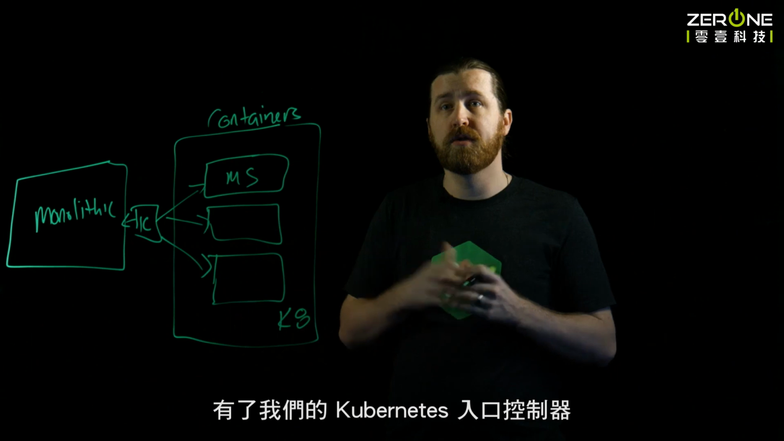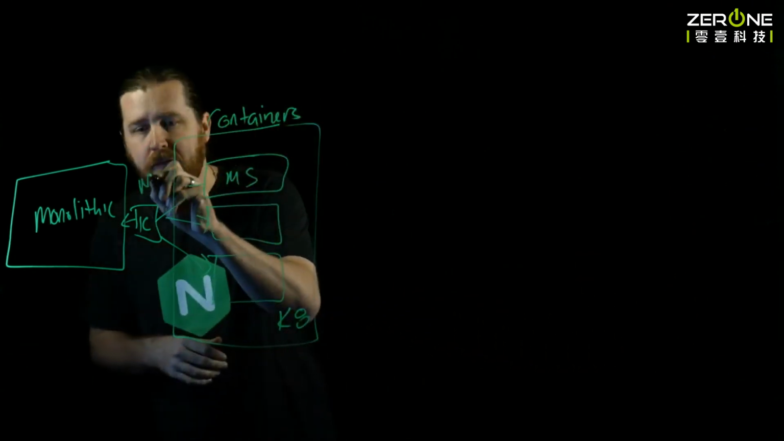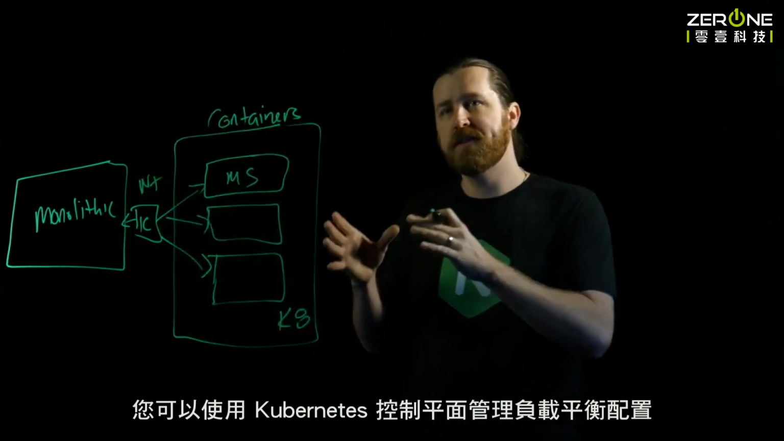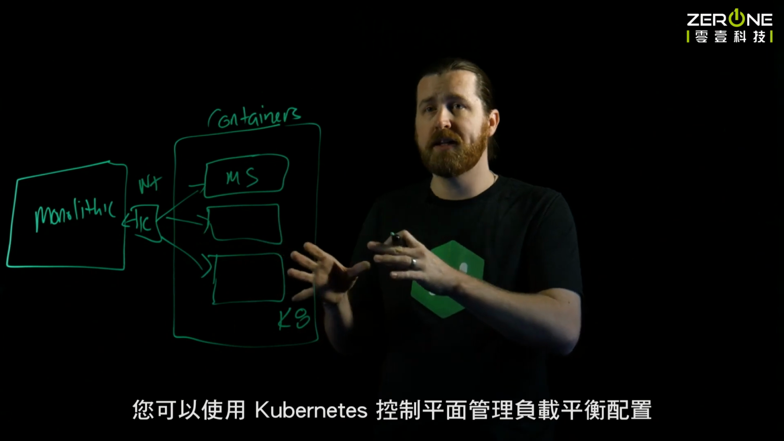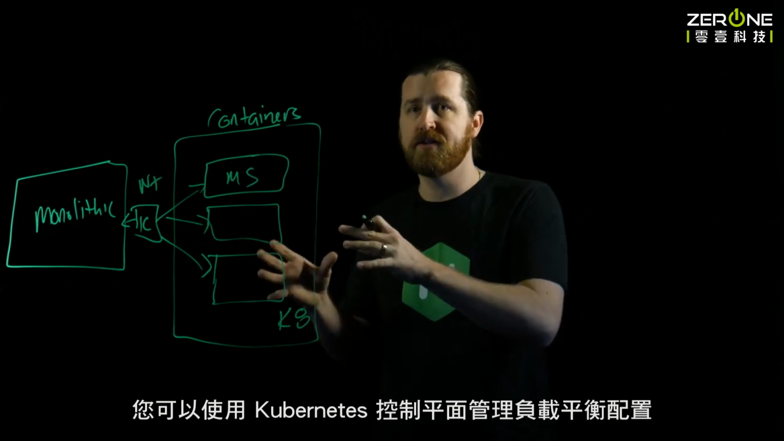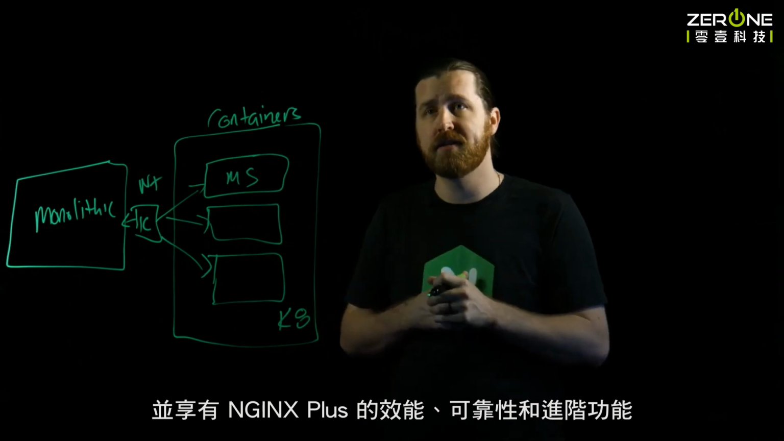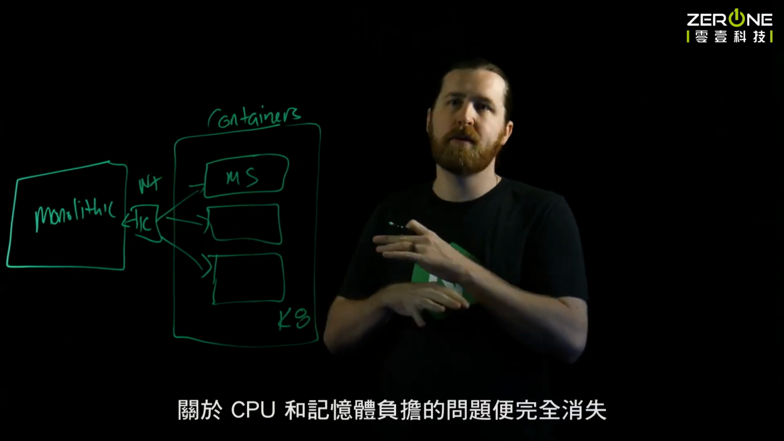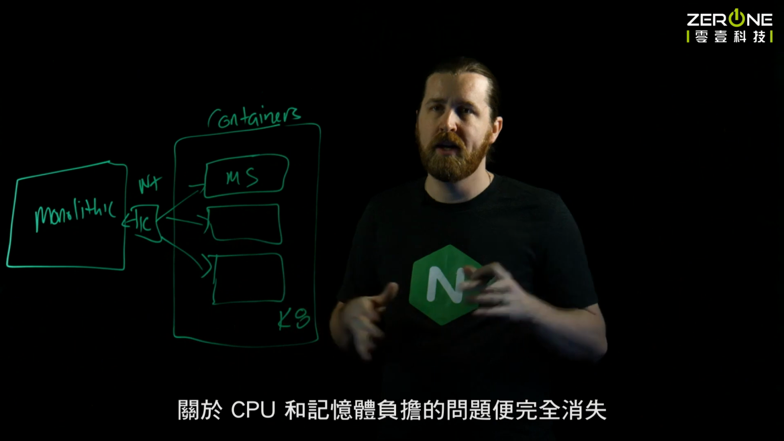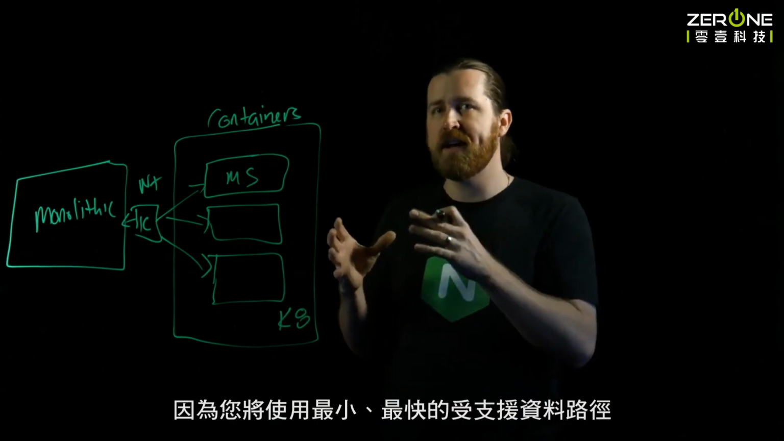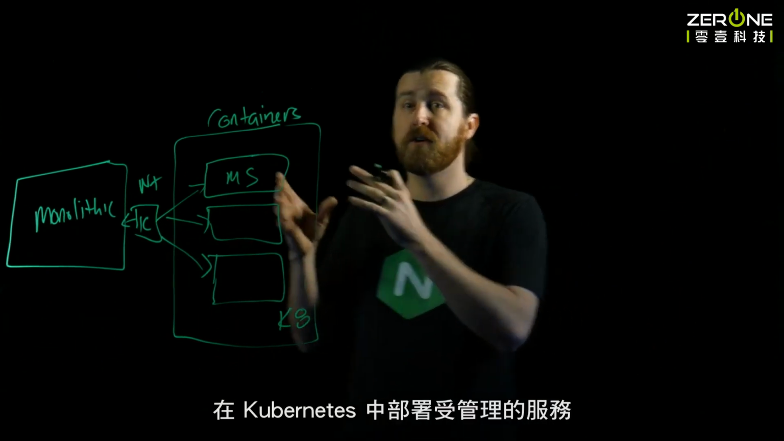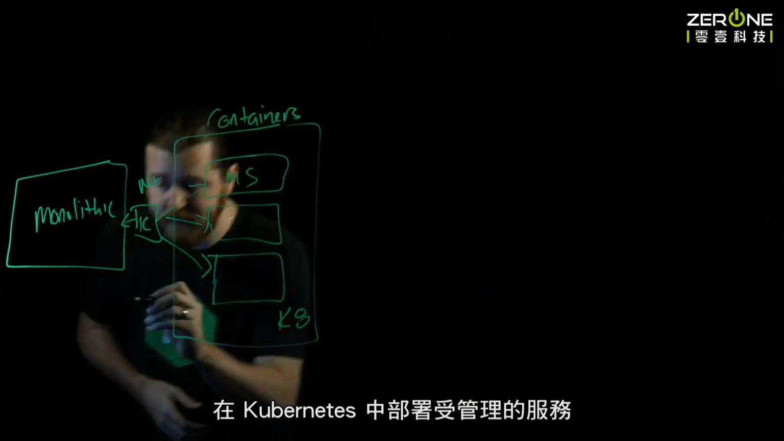With our ingress controller for Kubernetes, you get the benefits of using the Kubernetes control plane to manage the load balancing configurations with the performance, reliability, and advanced features of NGINX Plus. Those issues around CPU and memory overhead completely shrink away because you'll be using the smallest and fastest supported data path for deploying and managing services within Kubernetes.